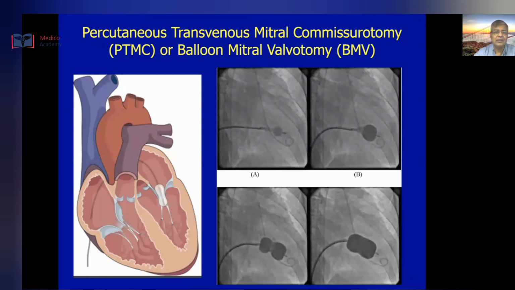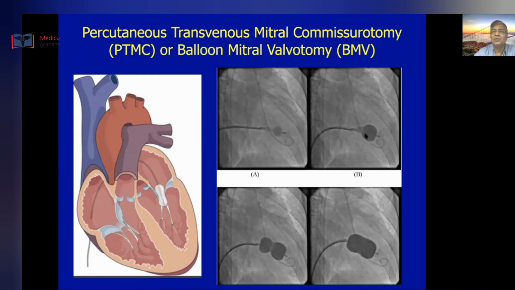So the access here is through the femoral vein. A guide wire is initially taken first into the right atrium, then through a puncture in the interatrial septum, the guide wire is directed into the left atrium, and finally the guide wire passes into the left ventricle. Over the guide wire, the balloon is threaded till it reaches the mitral valve here. Once it reaches the mitral valve, the balloon is slowly inflated.